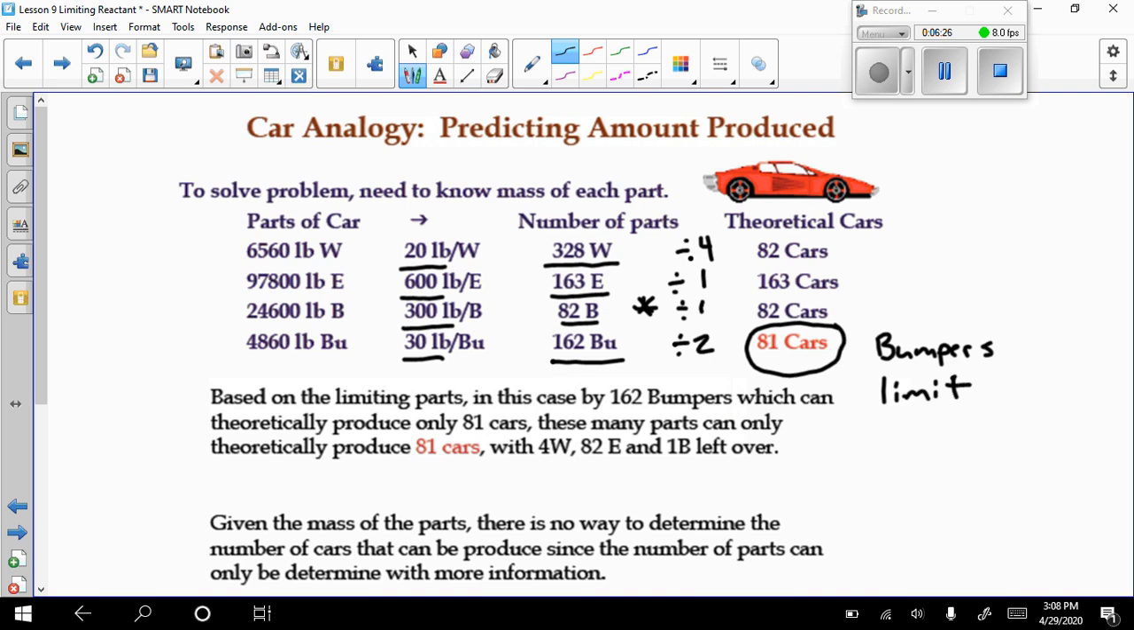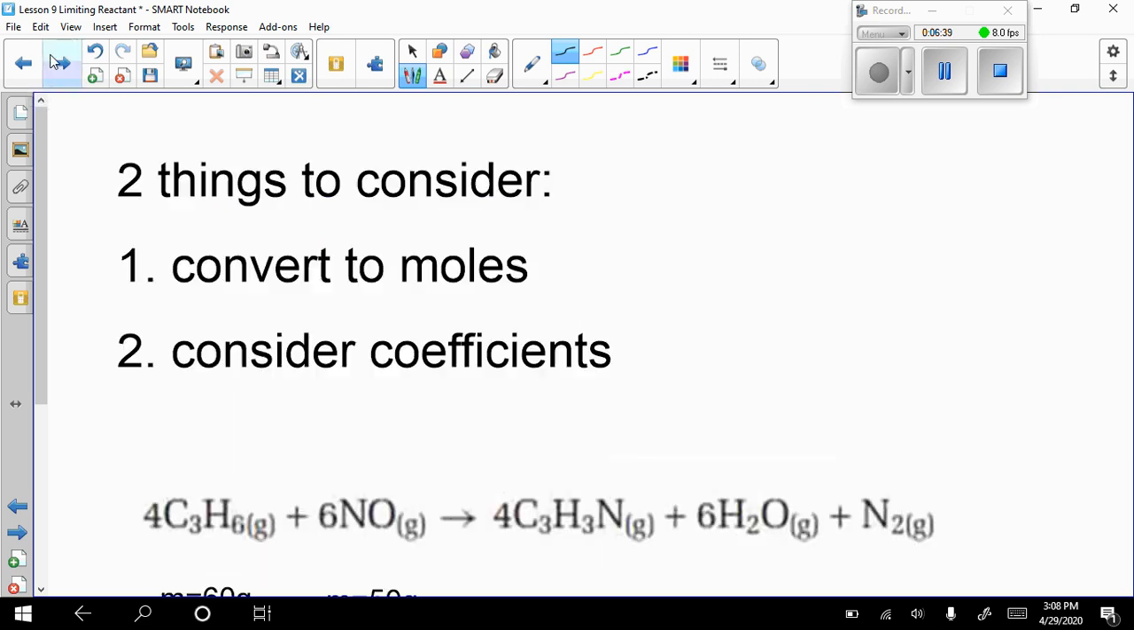Technically, all of these other parts, the wheels, the engines, and the body, are all excess. In other words, you're going to have some of them left over at the end. Okay? So that's kind of a really good analogy for what we're doing today. So I want you to consider two things as you do these limiting reactant questions.